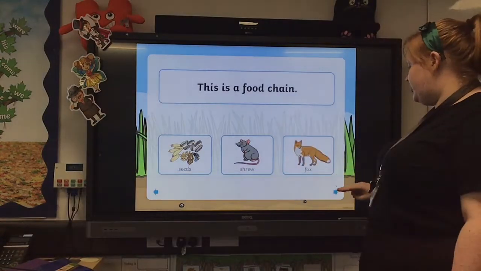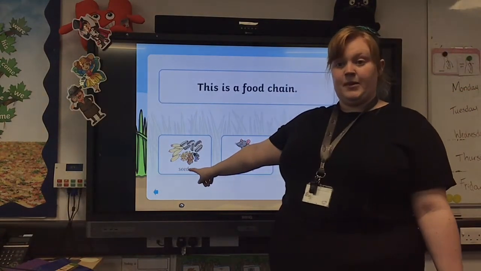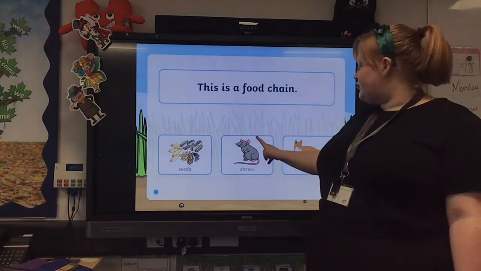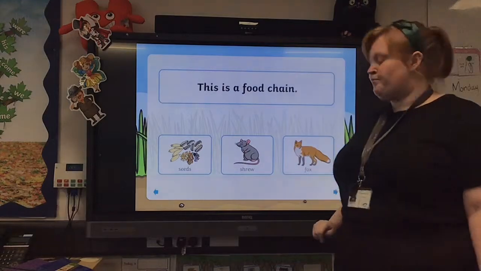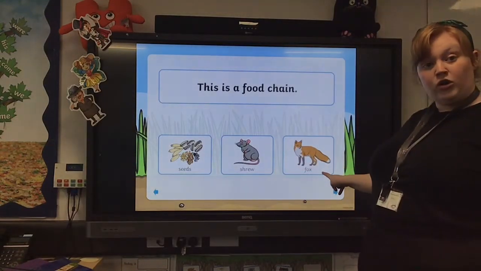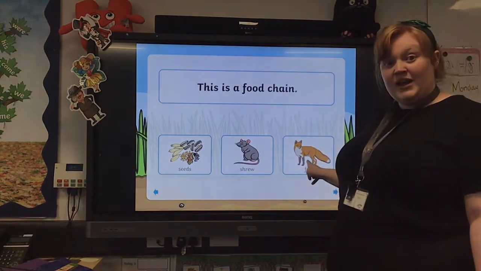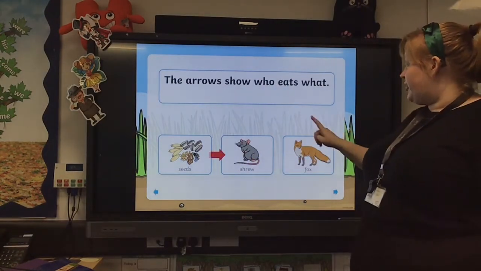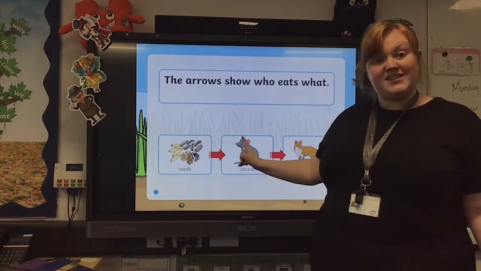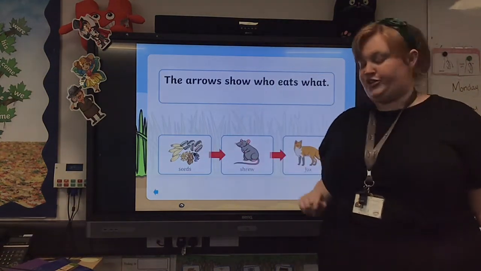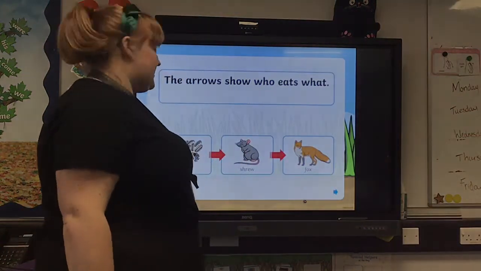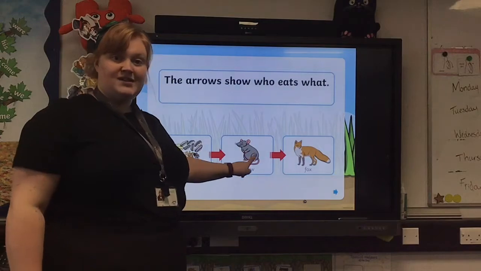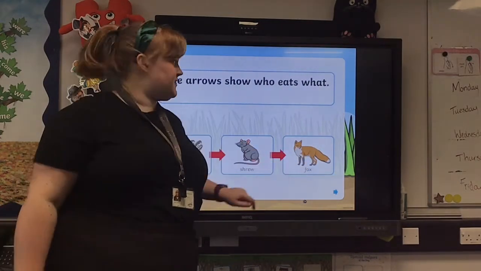So, it shows you some seeds, and then there's a shrew, which is a little bit like a mouse. Now, shrews eat seeds. And at this end, we've got a fox. What do you think the fox might eat? The shrew. So the arrows can help us to see who eats what. So the seeds are eaten by the shrew, and the shrew is eaten by the fox.